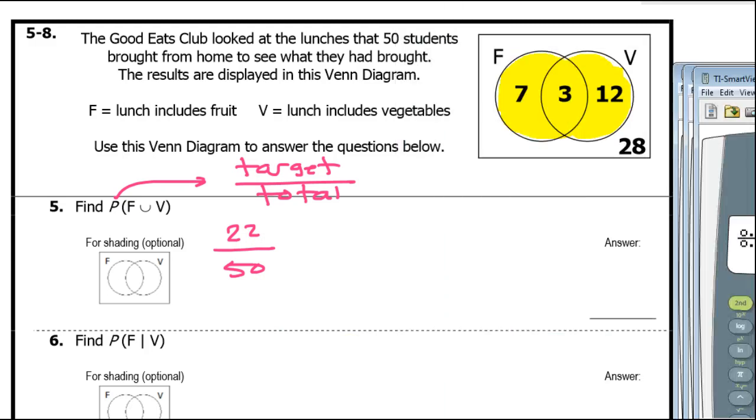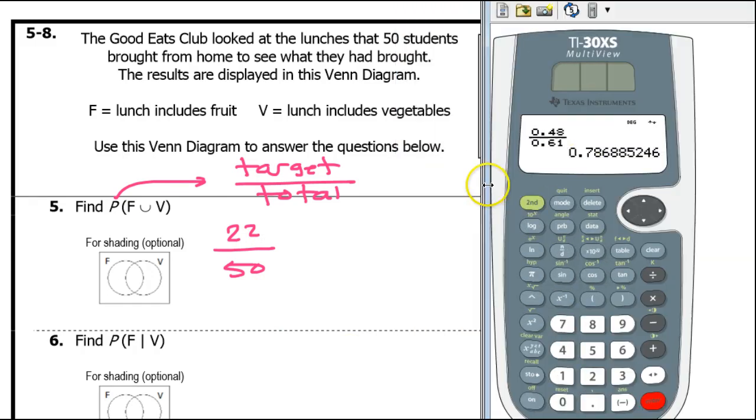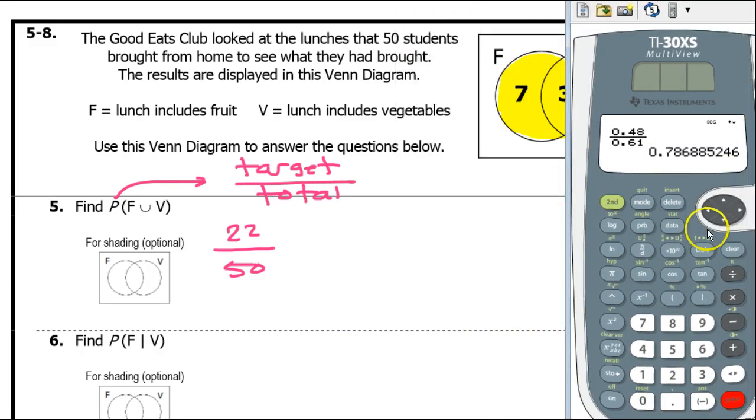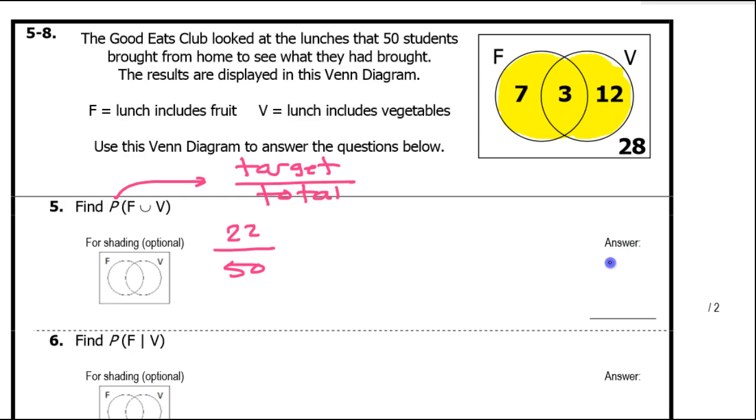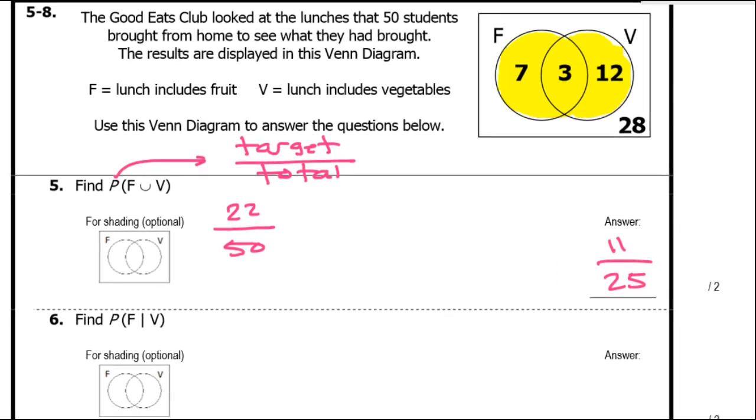All right, we could just reduce that just for fun. 22 out of 50 is 11 out of 25. All right, but I would accept either one. Let me erase that highlighting to get ready for the next problem.